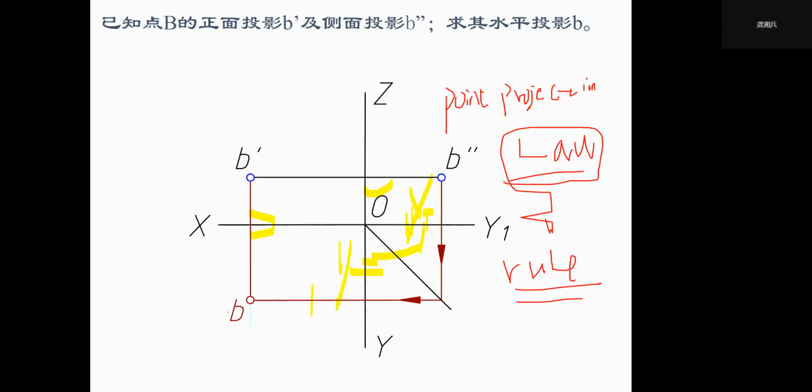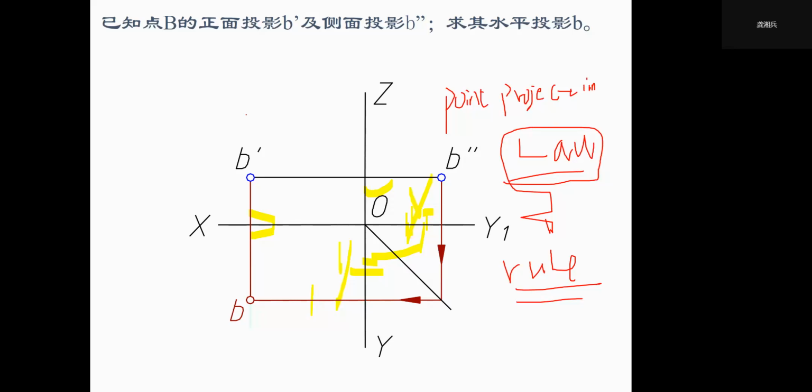Okay, so this one is the answer you should remember. This is a basic one. If you finish this one, you understand this one, you can tell me, okay, which one is X, which one is Y, which one is Z, which one is in front, which one is on the right. You finish the point projection.